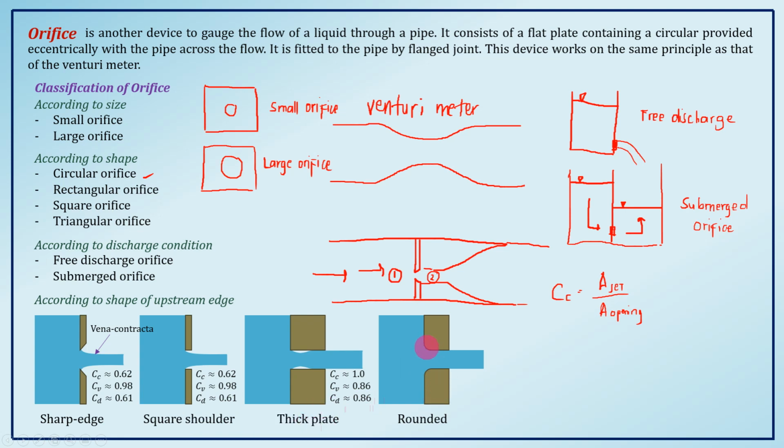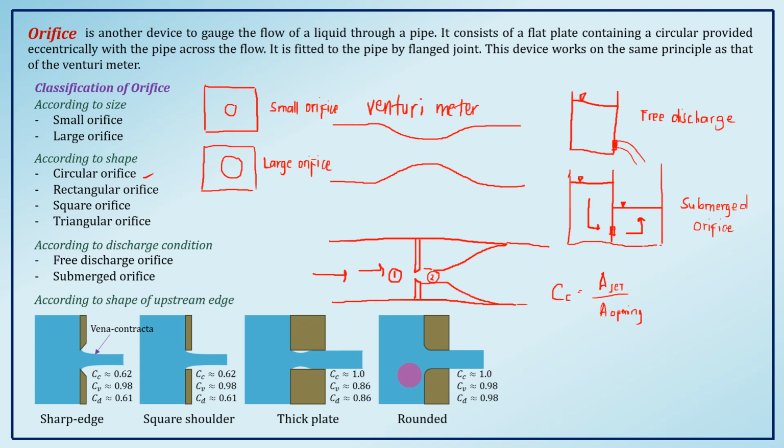And so, next, we have the rounded orifice. For rounded, the upstream is rounded, or part of a circle. So, CC would be approximately equal to 1, because the area of the opening of our orifice is equal to the area of the jet or the vena contracta. And for CV, we have 0.98 and CD is 0.98. So, when it's rounded, there's almost no loss, or the actual and theoretical values are almost equal.